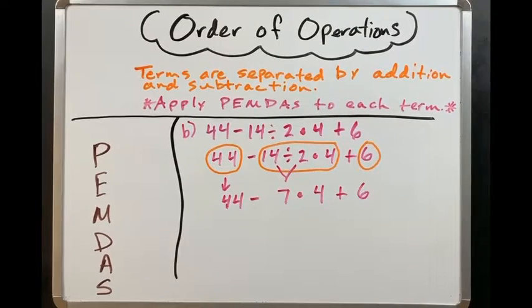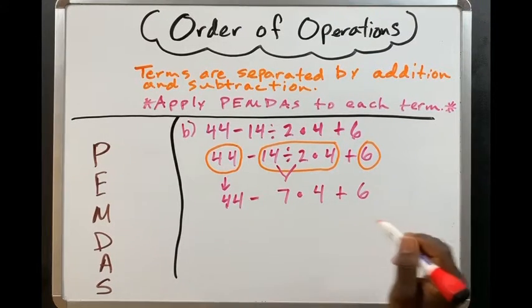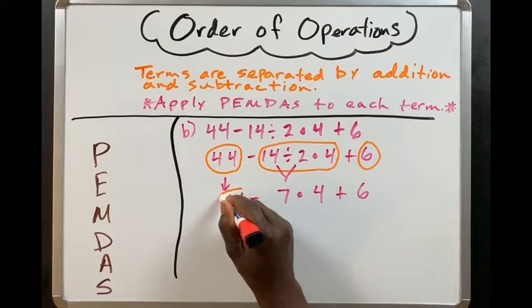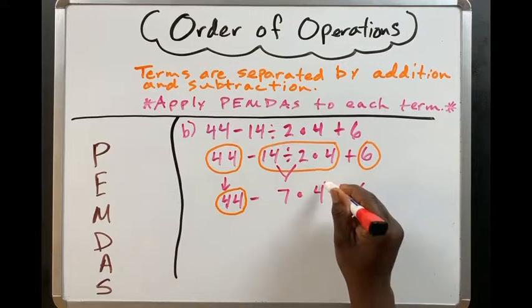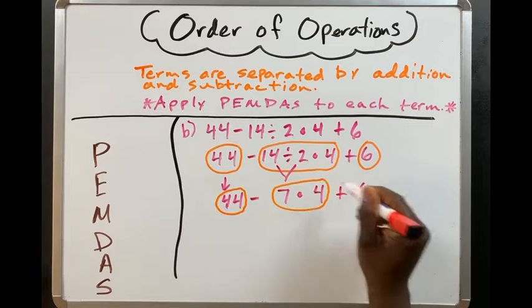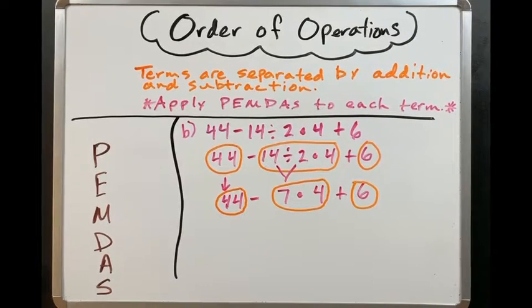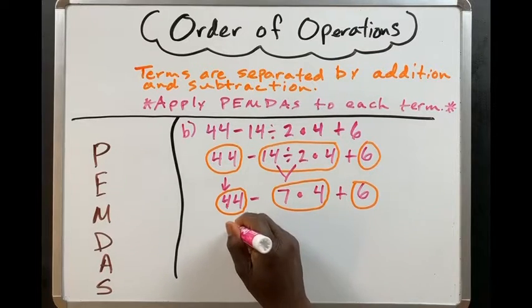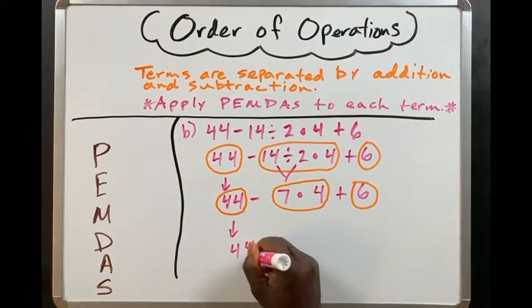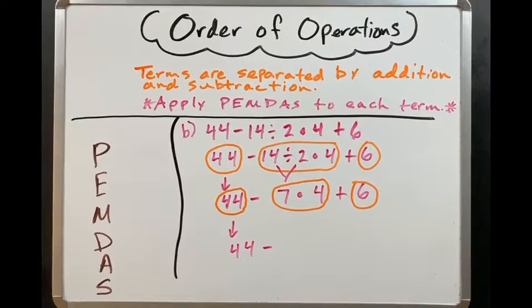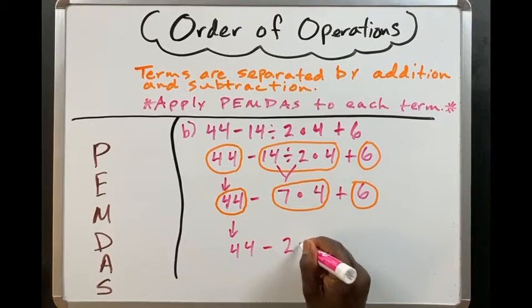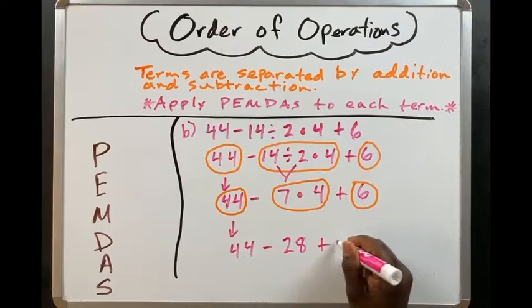All right. Look again and see if we can identify terms again in this next step. Terms separated by addition and subtraction. So again, this is a term. This is a term. And this is a term. All right. Almost there. Bring down the 44. Minus 7 times 4 gives us 28 plus 6.